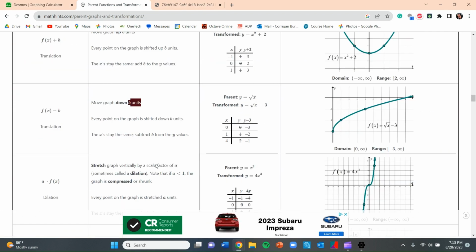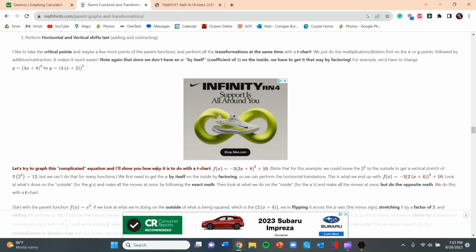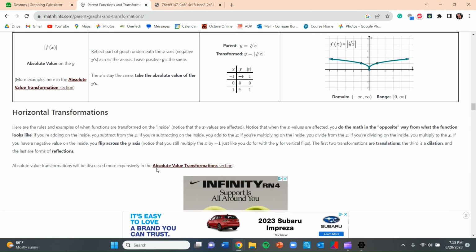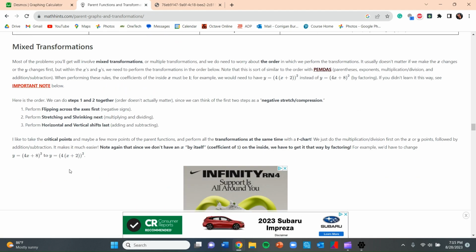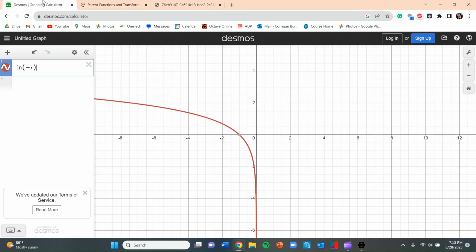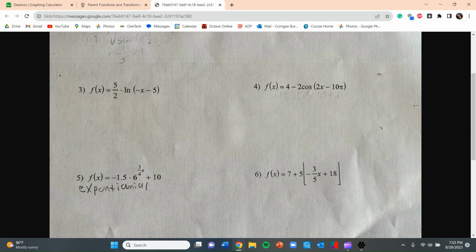They might talk about it down here a little bit in this mixed category. Maybe not. Oh, flipping across. Yes, flipping across the axis first. Negative signs is what we were looking for. That's perfect. So we have a flip across the y-axis or a reflection across the y-axis, whatever your teacher uses for vocabulary on that. That would be the first transformation.